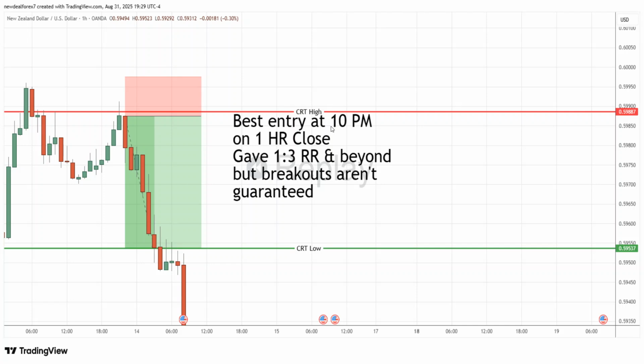So the best entry would have been at 10 p.m. on this one. This was on New Zealand dollar. So this is the 10 p.m. This is a 1-hour chart right here where you see price poked above the range and closed inside. As soon as that candle opens at 10 p.m., you take it. There's no drawdown on that trade. This gave a 1 to 3.